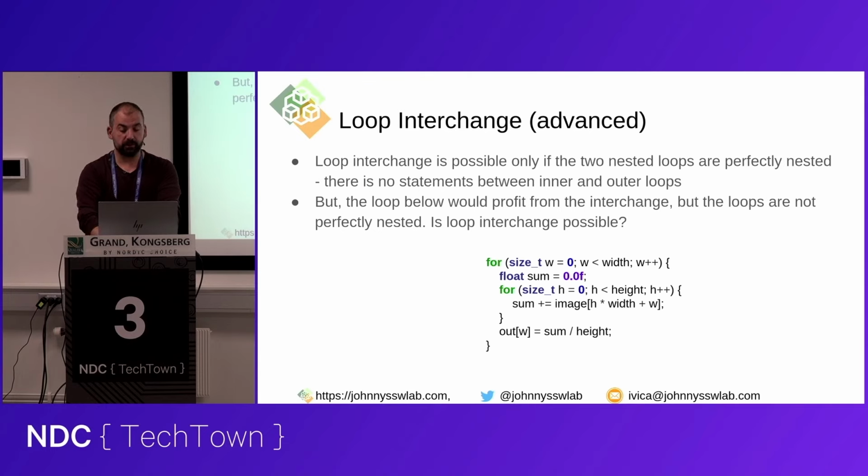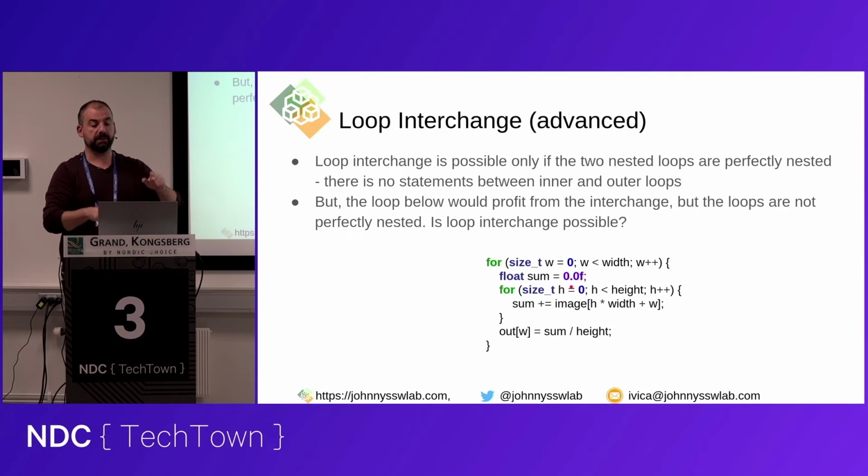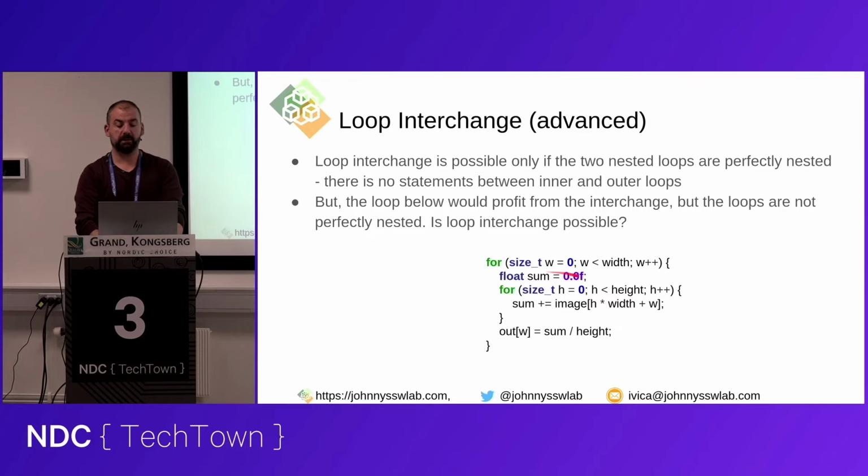Okay, let's do some advanced loop interchange. Look at this loop here. Imagine you have an image and it calculates the average of each column in the image. So sum is initialized to 0, then it goes over the rows, and then it calculates the out of w. Now the question is: the access pattern to sum is constant, and the access pattern to image is h times width. When h increases by 1, this is a strided memory access pattern, and generally the compiler will complain about the cost model. Loop interchange is an interesting thing that we can investigate here, but the question is, can we do it?